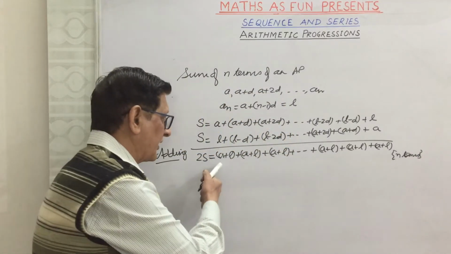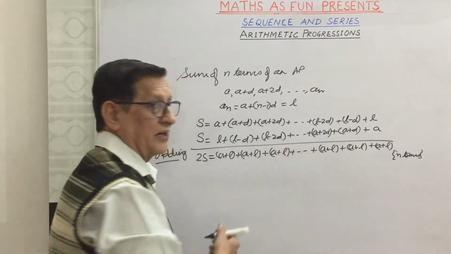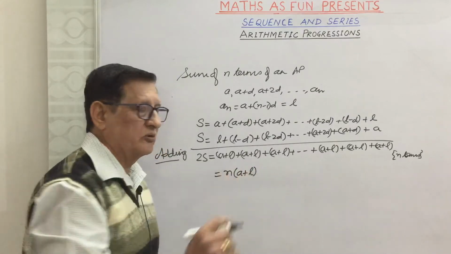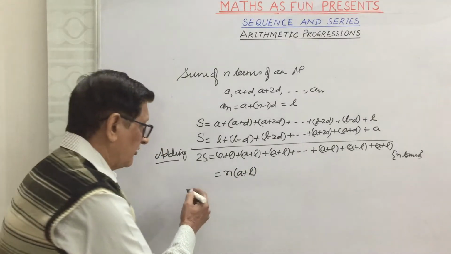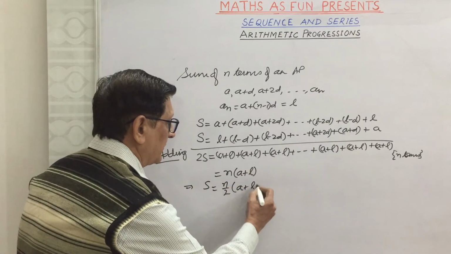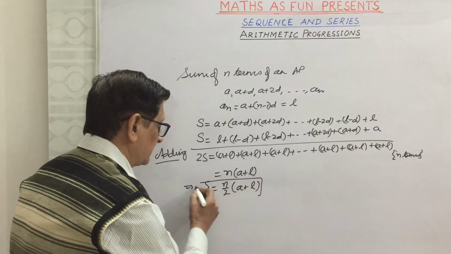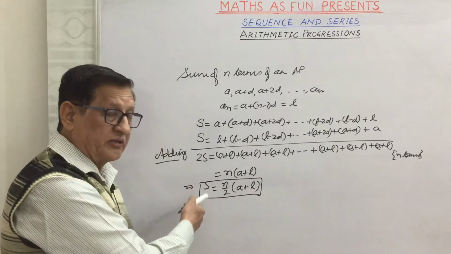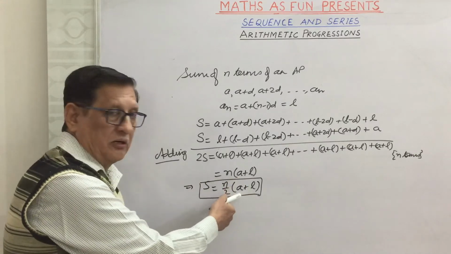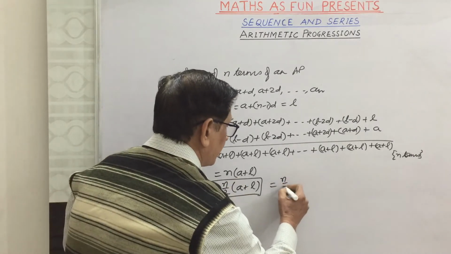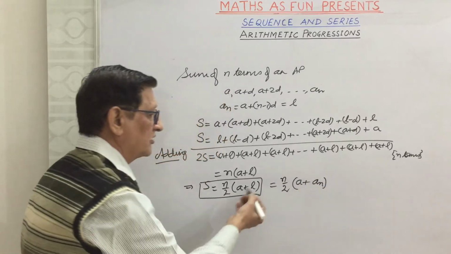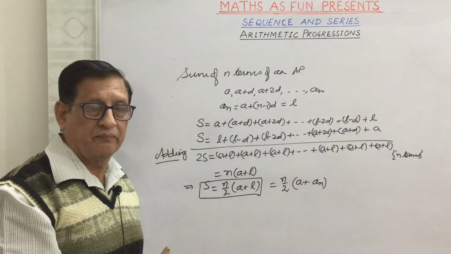Now we know if we are adding A plus L n times, the sum of that will come as n into A plus L. So we get S is equal to n by 2 into A plus L. This becomes the first formula to find the sum of n terms of an AP, where the last term is L. We can also write this as n by 2 into A plus an, to understand an and L are the same.